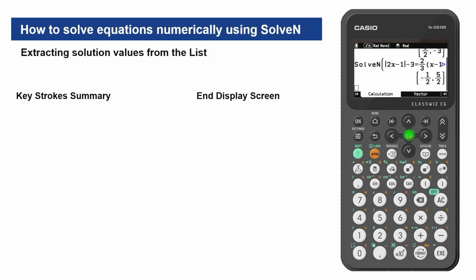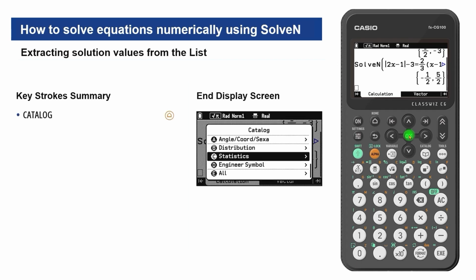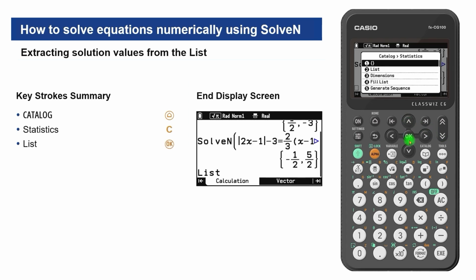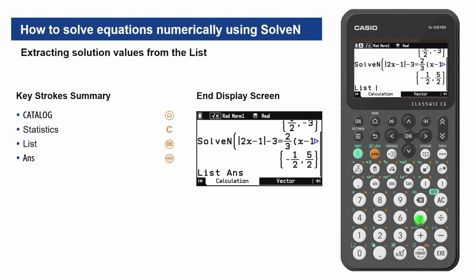If the x values were not simple fractions, it could be useful to extract individual values from the solve-n solutions. To do this, press Catalog. Either scroll or use the shortcut to navigate to Statistics. Select List to input the list command. Then press Alpha and Format to recall answer.